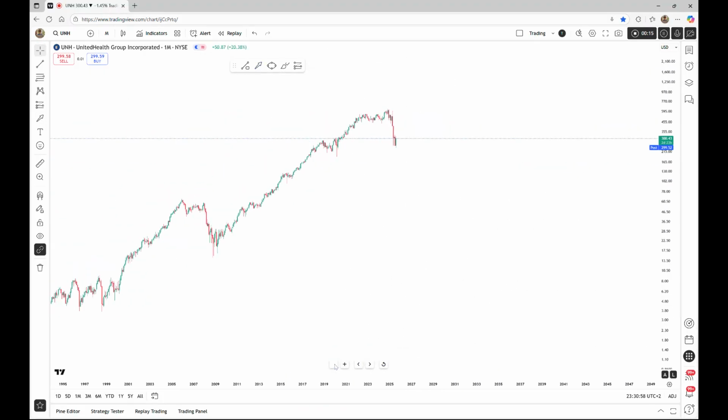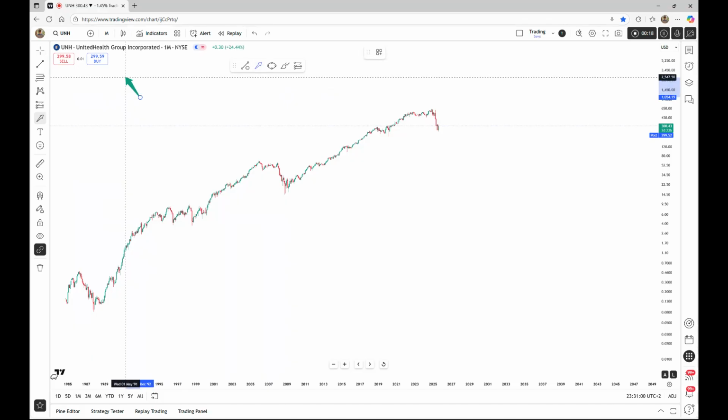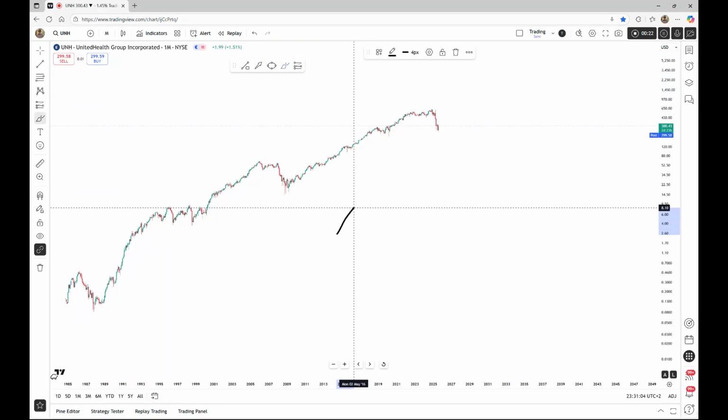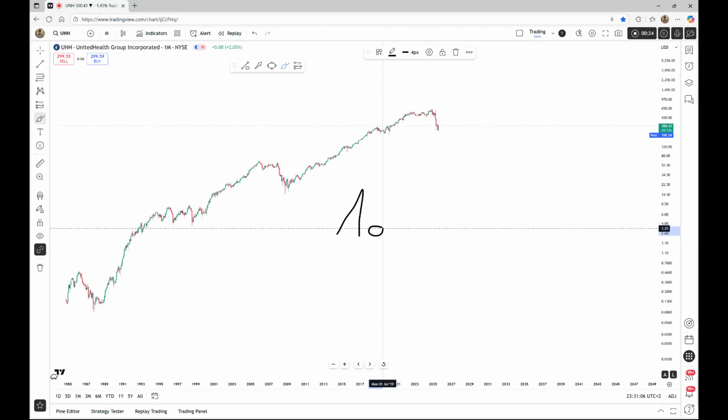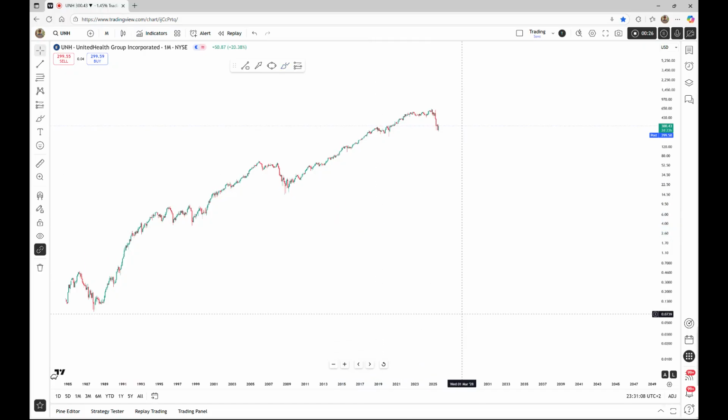Therefore, looking here at the monthly chart of United Health, before we actually start with our technical analysis, we first have to determine the underlying trend. On United Health, you can see that basically ever since it was listed on the stock exchange approximately 40 years ago, back in 1985, obviously, United Health has been trending towards the upside.